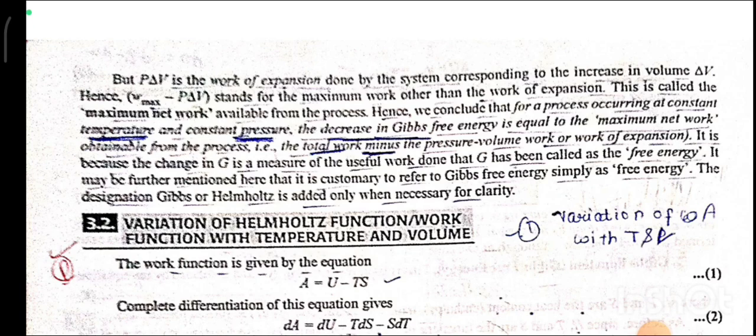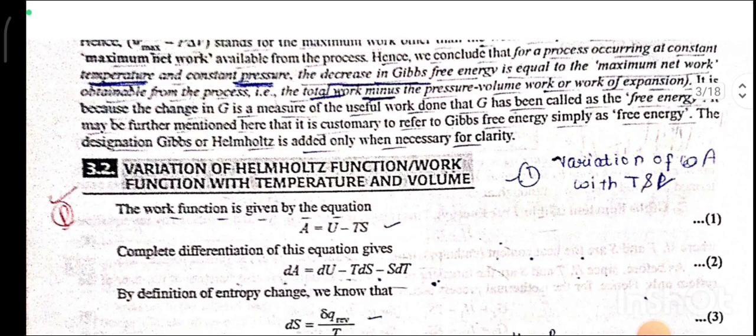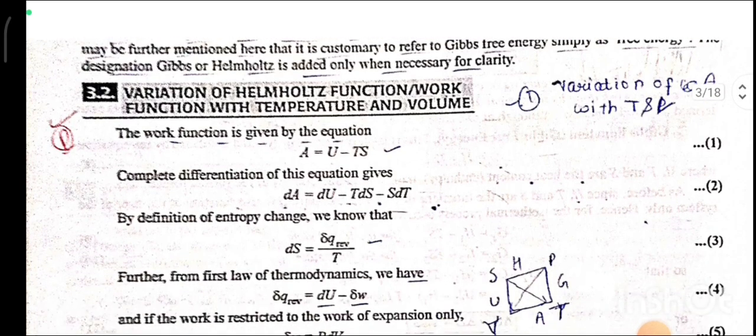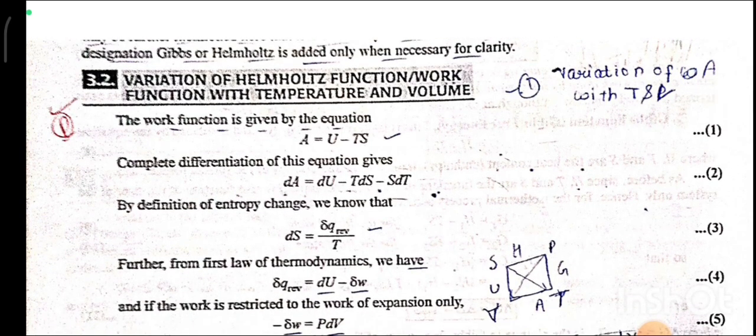It is because the change in delta G is a measure of the useful work done that G has been called the free energy. It may be further mentioned here that it is customary to refer to Gibbs free energy simply as free energy. The designation Gibbs or Helmholtz is added only when necessary for clarity.